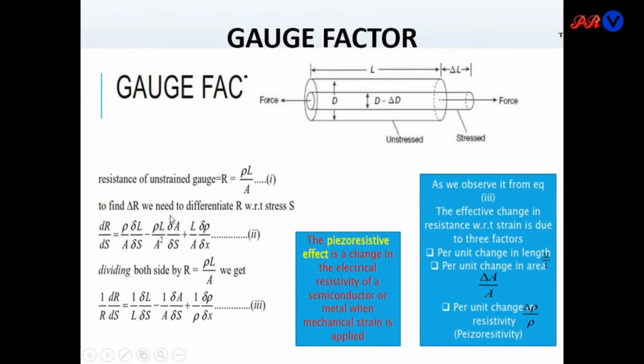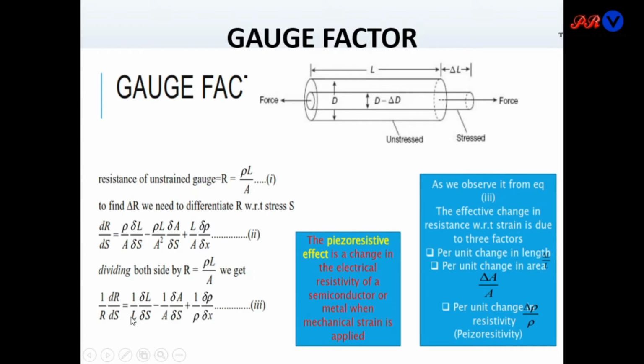So we will differentiate it with stress S, dR by dS. We will get equation number 2, and when we divide this equation by R equal to rho L by A, we will get this third equation. We can observe from the third equation that the effective change in resistance, meaning the change in resistance with stress, is due to three factors.